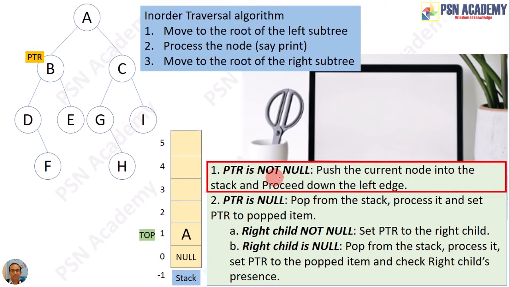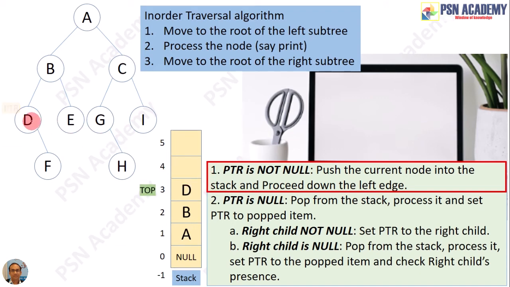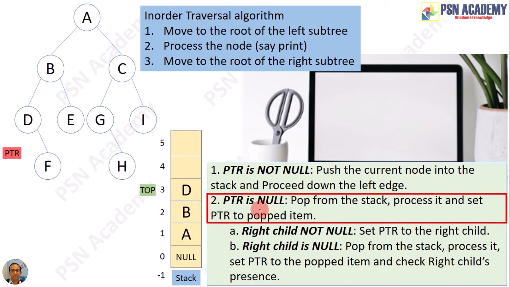Again, you find that PTR is not null. So you increase top, push B inside and bring PTR to D since D is a left child of B. You find PTR not null again, so push D and bring PTR to the left edge and you find that PTR has got null because there is no left child. So you move to rule 2 where it is written: PTR is null, then you pop from the stack and process it. So D will come out, top goes down and D will be printed.